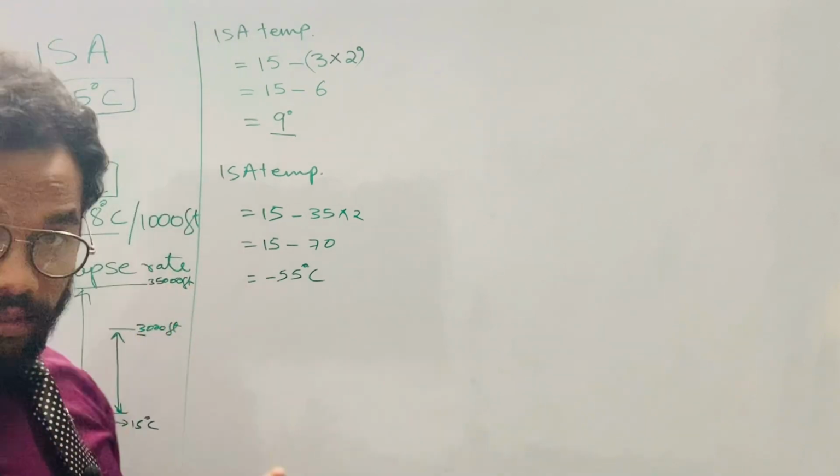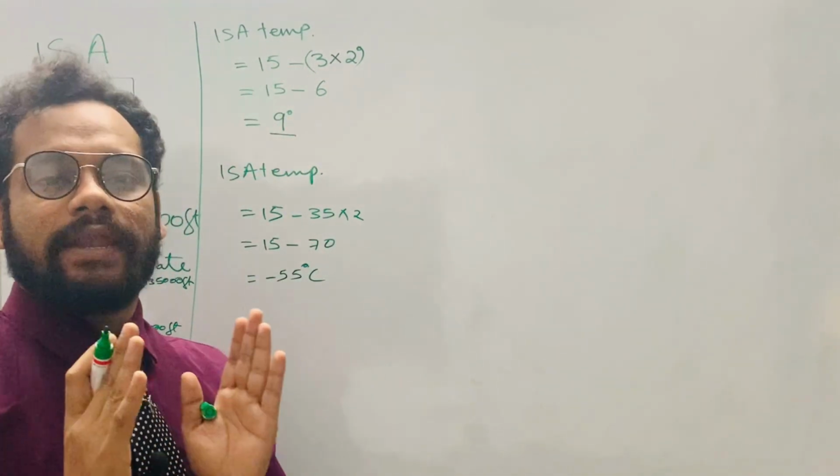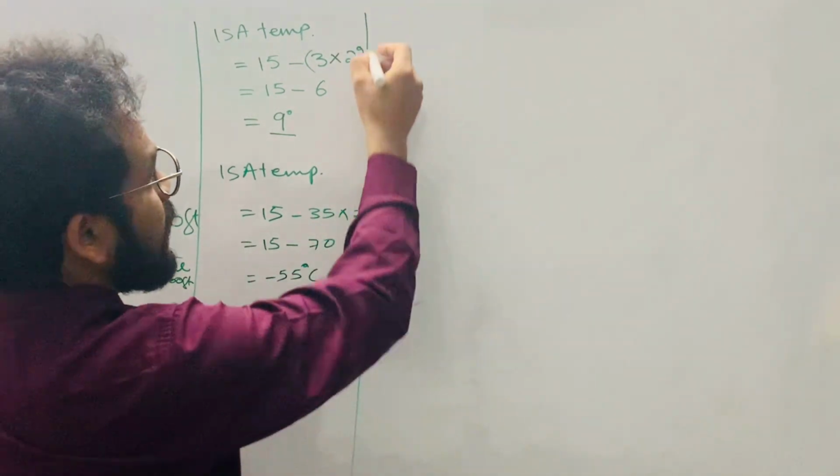So right now we have discussed how to calculate the ISA temperature at a particular altitude, and I hope you're clear with that. Next, let's discuss the next topic, which is ISA deviation.